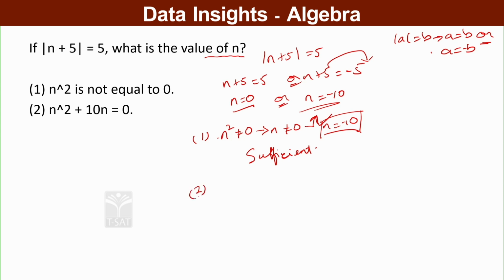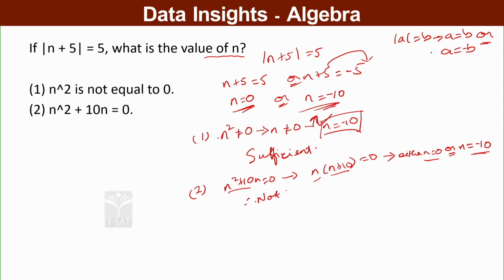Let's look at the second statement. N square plus 10n is equal to 0, which means n into n plus 10, taking n common from both of these terms, is equal to 0. So again n is 0 or n is minus 10, by equating each of these to 0. Therefore, it is still ambiguous between these two values, so it is not sufficient to answer the question. Therefore, the answer is option A. Option A says statement 1 is sufficient, but statement 2 alone is not sufficient.